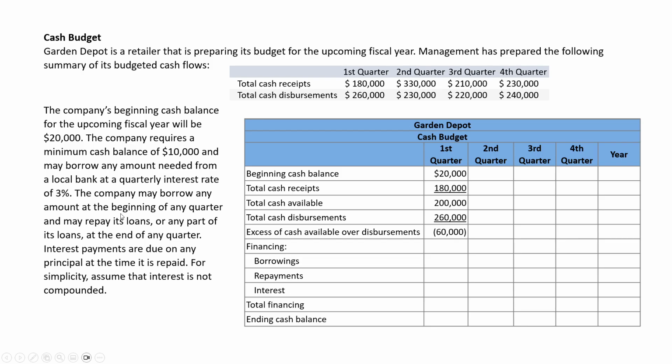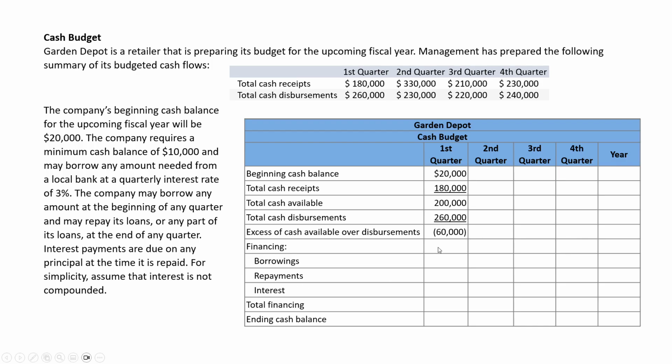I'm going to borrow that amount at the beginning of the quarter, so I already know that I have a deficiency. I want to start out borrowing at the beginning of the quarter so I have available cash throughout. And we can repay loans, any or all part, at the end of a quarter. I'll also note interest payments are due on the principal at the time we repay it. So we're not having to pay interest quarterly. We can repay at the time we pay back the loan.